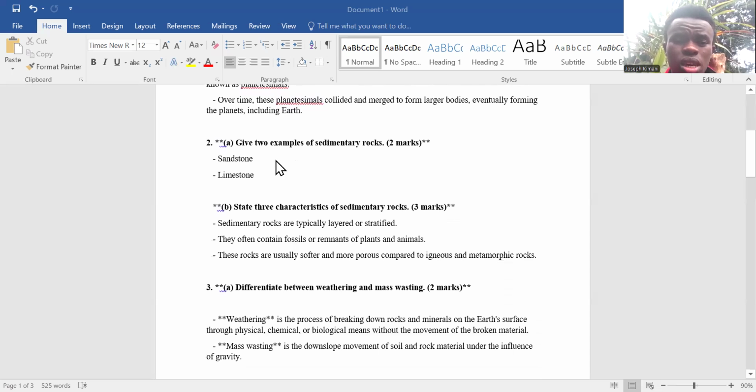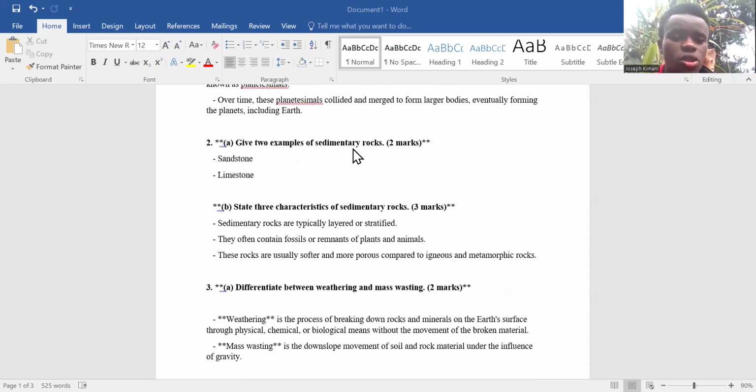Question number 2: give 2 examples of sedimentary rocks. Now, a brief overview of sedimentary rocks. You can say that sedimentary rocks are rocks which are formed from other parent rocks. So a sedimentary rock is not a parent rock, but it's formed from a parent rock. It's like some of the rocks break away. These rocks which break away from parent rocks then come together and form other, new rocks. These are the sedimentary rocks. Now, the parent rocks I'm talking about can be the igneous rock or the metamorphic rocks.